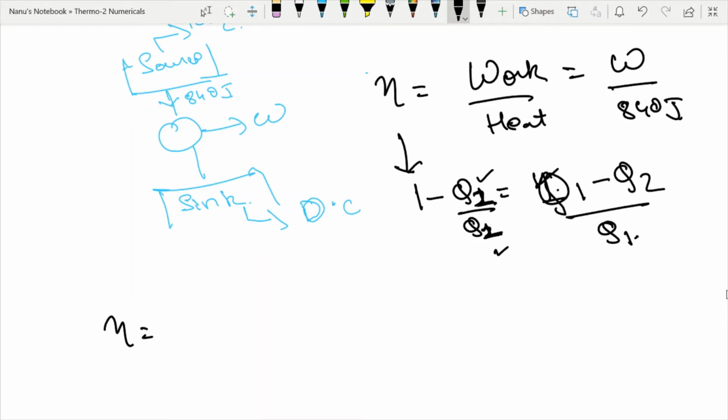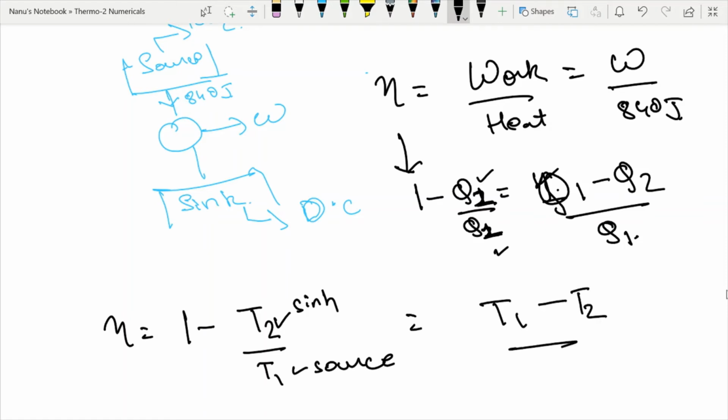So Q1 and Q2 is not given. What I said in just the previous minutes is that this can also be written as T2 minus T1, where T2 is your sink and T1 is your source. Because the heat is not given, we will use the temperature. So this will be T1 minus T2 by T1. So T1 is how much? T1 is 100.